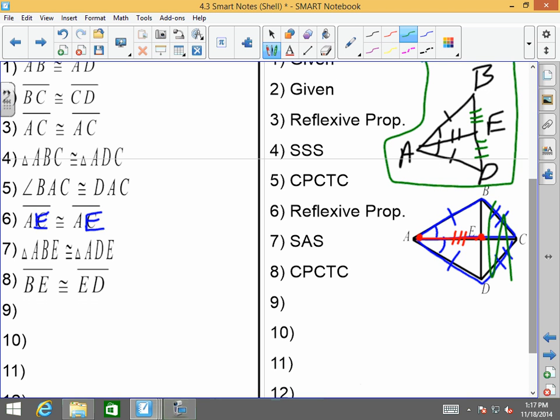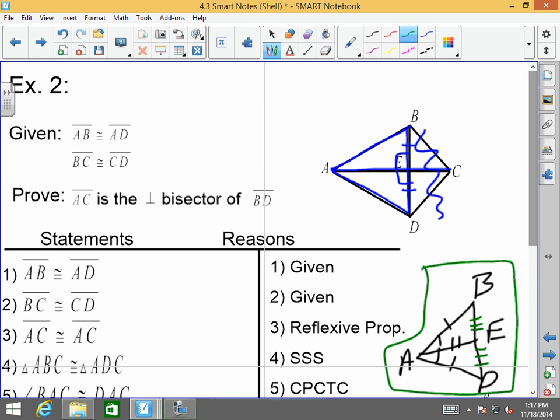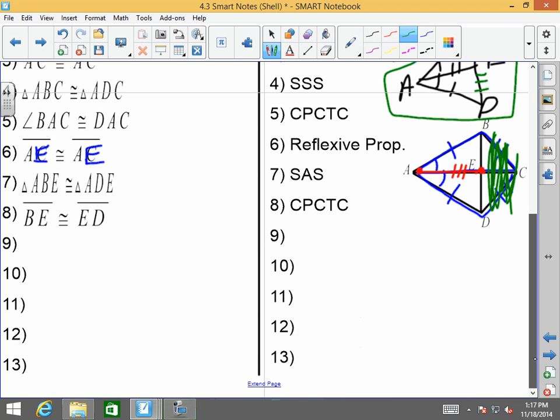EC? No. Well, let's think about it. Don't get me wrong, I'm not upset at all. Why would you want to work with EC? This part is gone already. We're trying to prove that this is a perpendicular bisector. Don't we have the bisector part already taken care of? So using CPCTC, what else can we prove that is congruent in both triangle BEA and DEA?